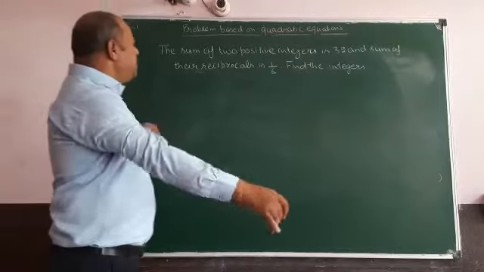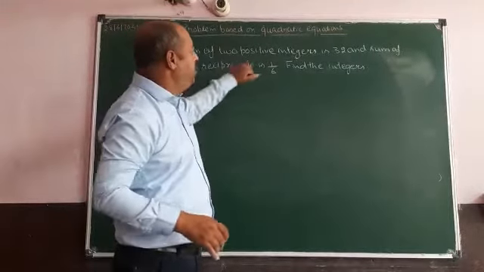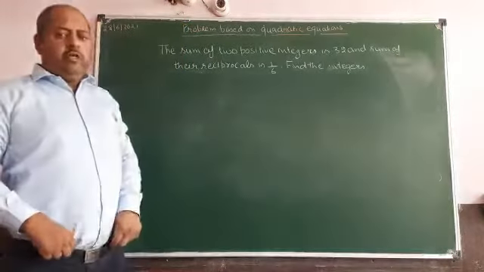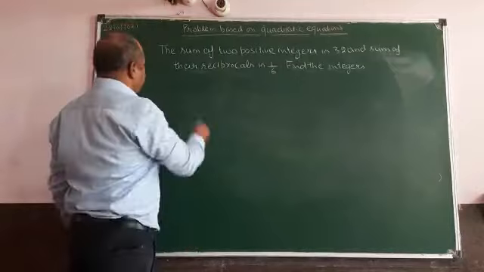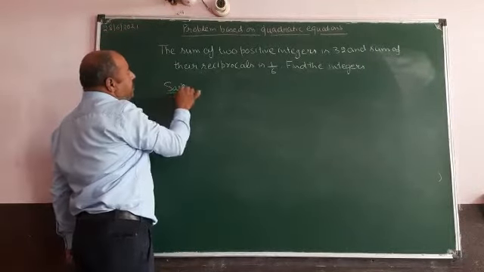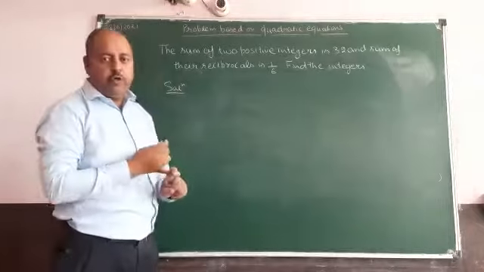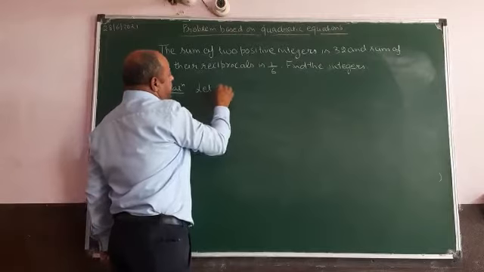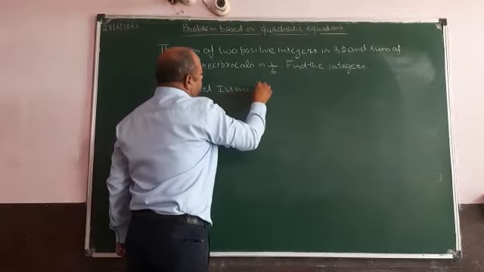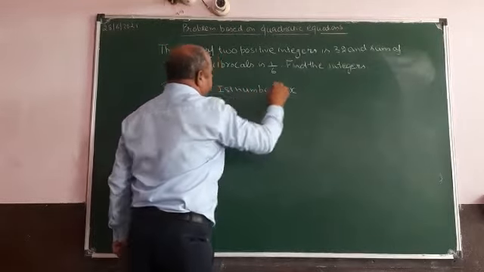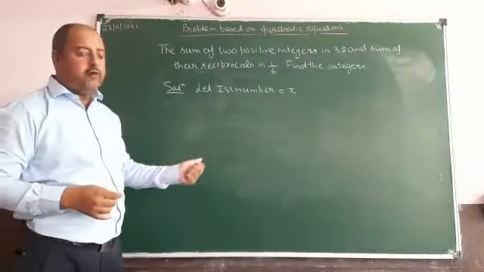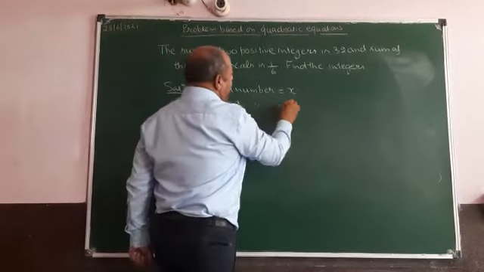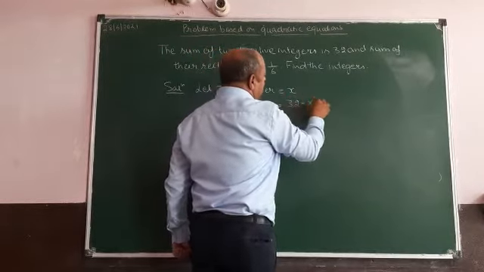So now how can we solve it? The sum of two positive integers is 32 and the sum of their reciprocals is 1 by 6. We don't know the numbers. So how can we start? We can start with the help of assumptions. Because we don't know the number, we will suppose a number. So let the first number be x. If the first number is x, what will be the second number? Second number will be 32 minus x, obviously.